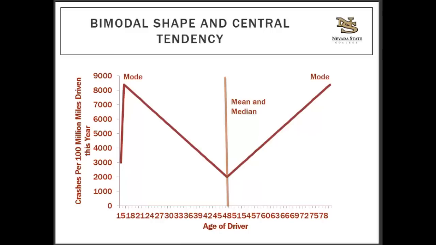So the way that you could interpret this based on the mode would be that younger people and older people, so really young and really older people, have more accidents than everybody else.